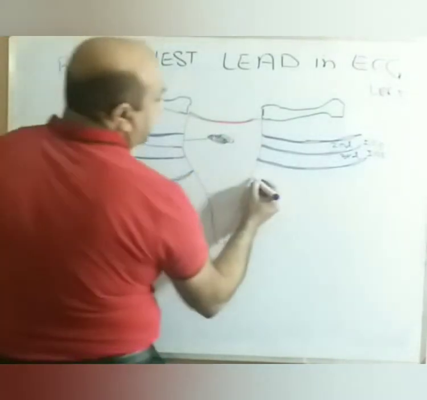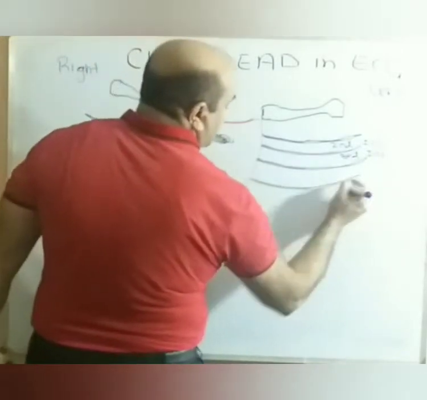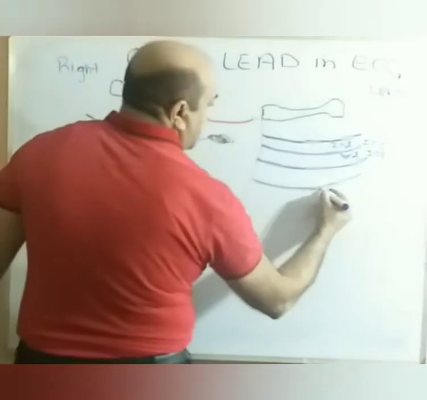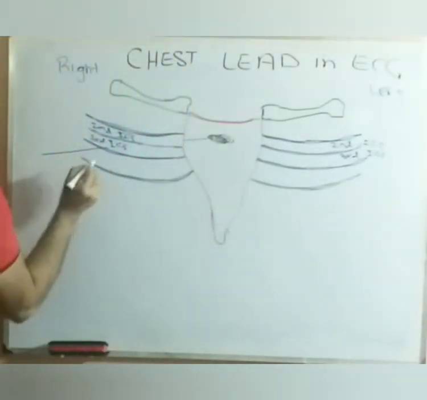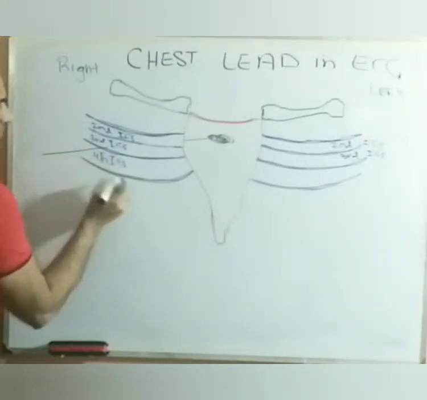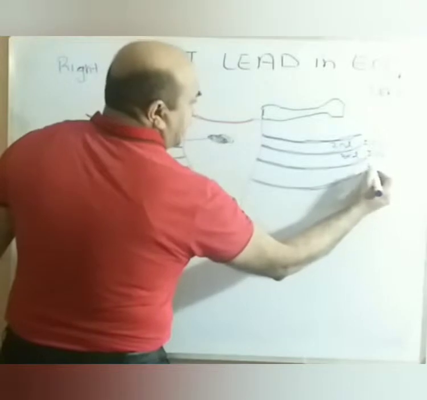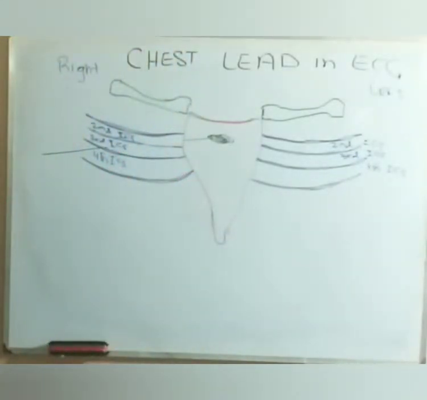Both on the left and the right side of the sternum. These blue lines are the ribs, and in between them there are spaces, the intercostal spaces. So this is the fourth intercostal space, both on the left and right side. And this is our destination point.